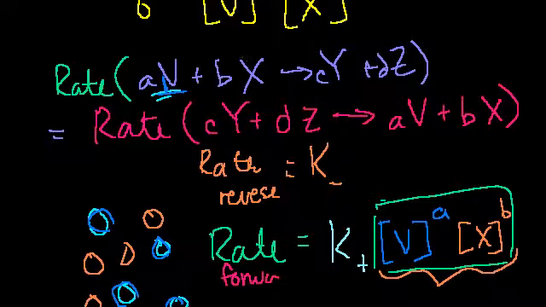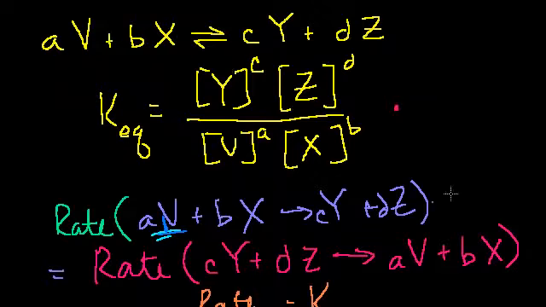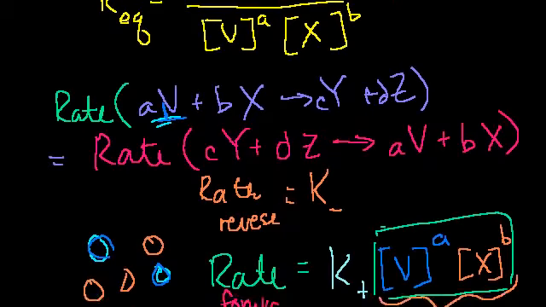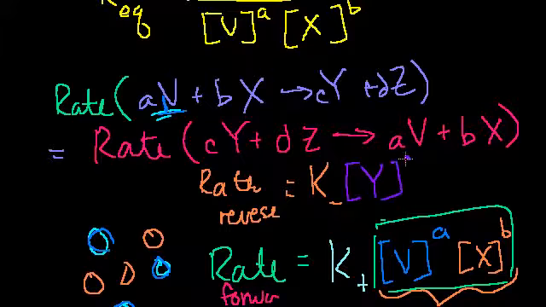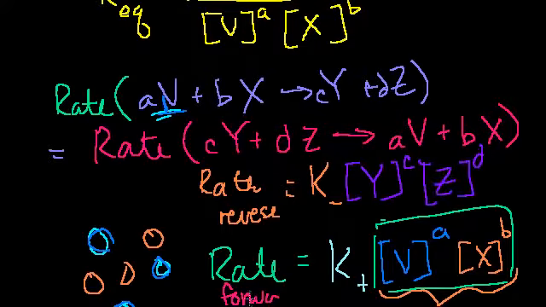We're just going in this direction now. If we look at our original one, we're going in that direction. So for this reaction, we do the same thing. We literally just do different letters. So the reverse reaction is just going to be the concentration of the Y molecule to the C power, because we need C of them there roughly at the same time, times the concentration of the Z molecule to the D power.